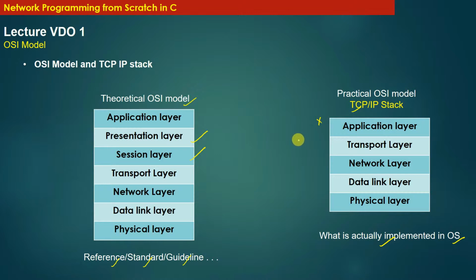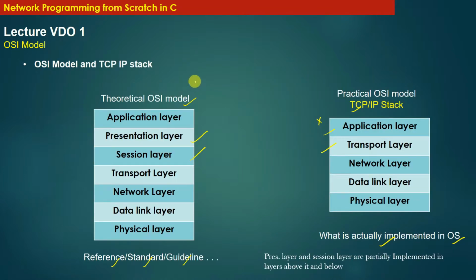So it's not that these layers are not present in the TCP/IP stack. The thing is that the implementation of the presentation layer and session layer is not done separately in the TCP/IP stack. The application layer and the transport layer partially implement the functionality of the presentation layer and session layer. So this is the reason that the presentation layer and session layer are not separate layers in the TCP/IP stack. They are partially implemented in the layers above and below.